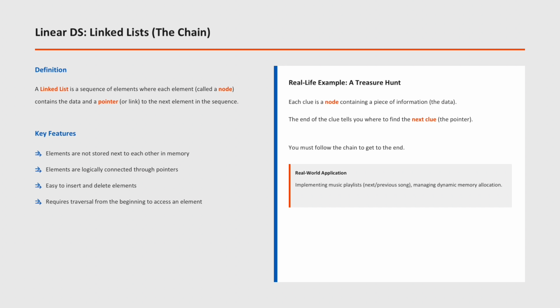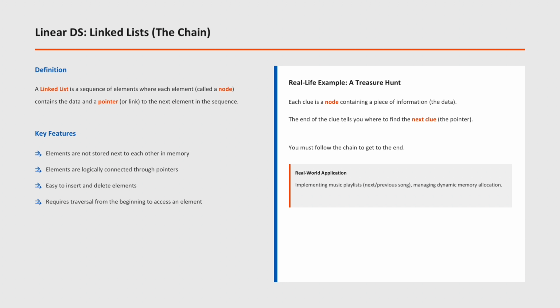There is. With the linked list, how do you find the 50th item in the list? You can't just jump there. You have to start at the beginning and follow every single clue one by one until you get to number 50. That process is called traversal. And it's so much slower than the array's direct access. So again, it all comes down to what you need to optimize for. Speed of access, which is the array, or flexibility of modification, which is the linked list.